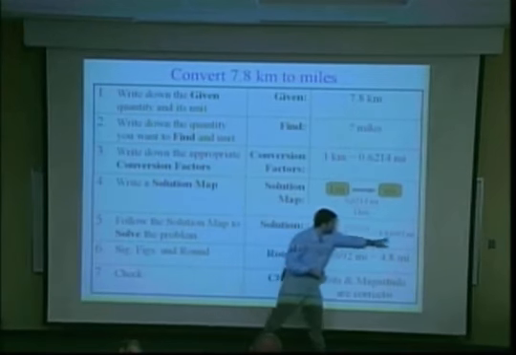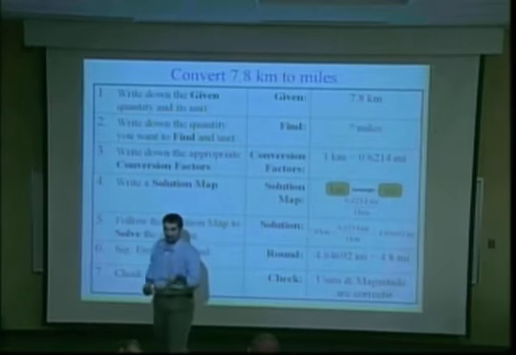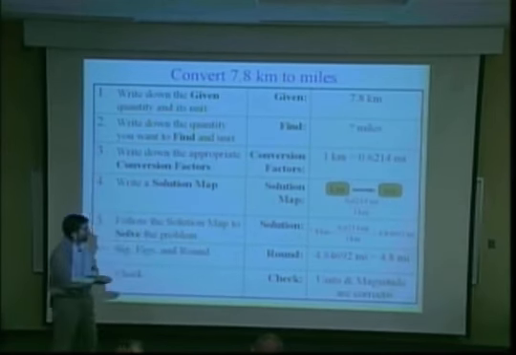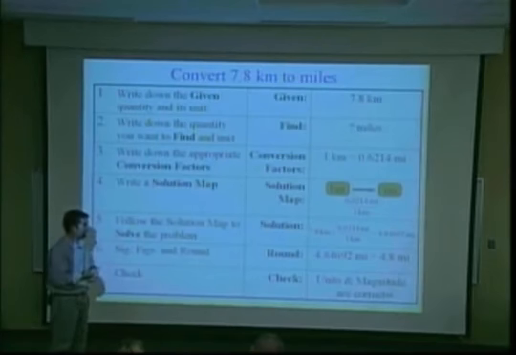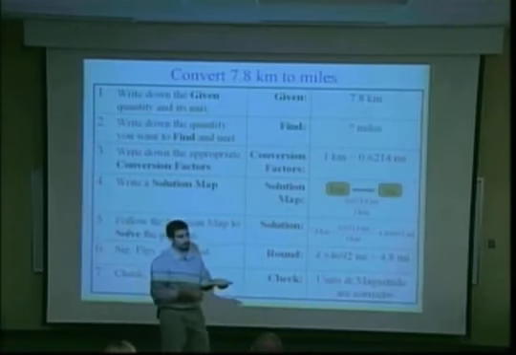So you would take this long number, and it's a multiplication, so you're limited to the least number of significant figures that are present, which in this case is 2. So you would take that number to make it 4.8 miles. Okay? So the answer is, how many miles are in 7.8 kilometers? 4.8 miles. Follow me?